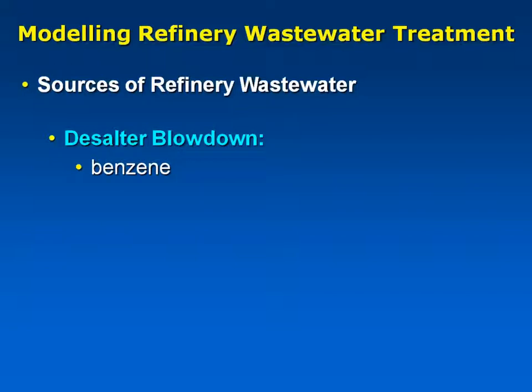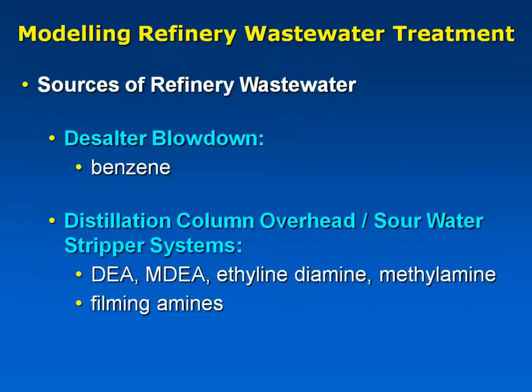Desalter blowdown can be a significant source of benzene coming to that system. And distillation column overhead and sour water stripper systems can be another source of bringing wastewater with different types of amines, filming amines in them, coming to your treatment plant. And again, you have to deal with whether that's going to be biodegradable or volatilized or go out to your sludge.